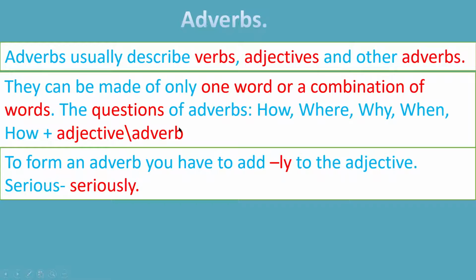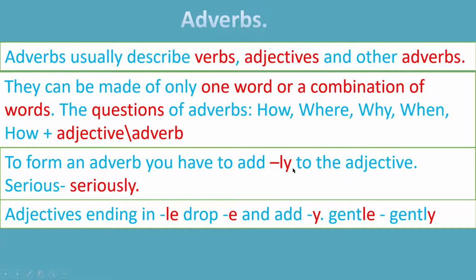To make an adverb out of an adjective, you have to add ly to the adjective. To change an adjective into an adverb, you have to add ly. In many cases, this is the case. This is a formula. For example, serious, seriously, awful, awfully, beautiful, beautifully.